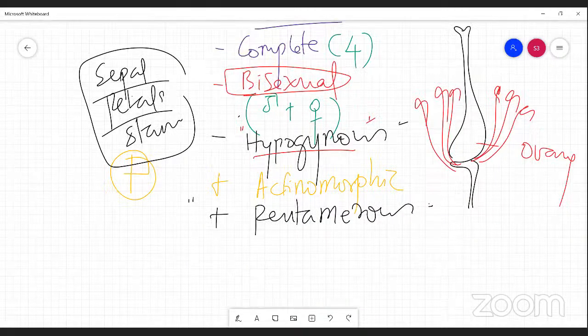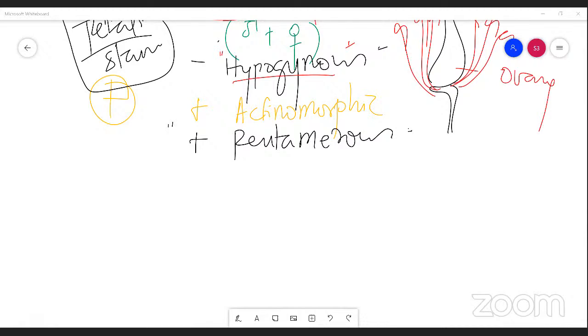Dear students, could you tell me what you mean by pentamerous flower? The floral parts are 5 in number. That means sepals are 5. What do you mean by sepal? It is the outermost layer of the flower, which is green in color. Understand? The sepals are 5, petals are 5 and stamens, the male reproductive part, are also 5. Hence it is known as a pentamerous flower.